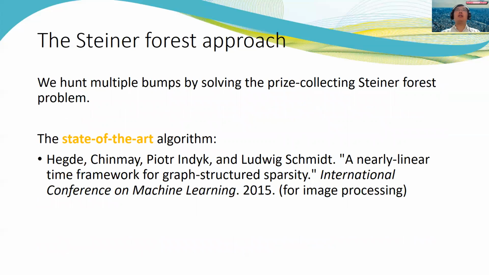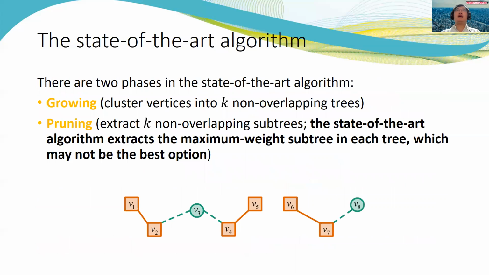In our paper, we hunt multiple bumps by solving the prize collecting Steiner forest problem. The state-of-the-art algorithm for solving this problem is developed by Hegde et al. There are two phases in the state-of-the-art algorithm, growing and pruning. Growing is to cluster vertices into k non-overlapping trees.